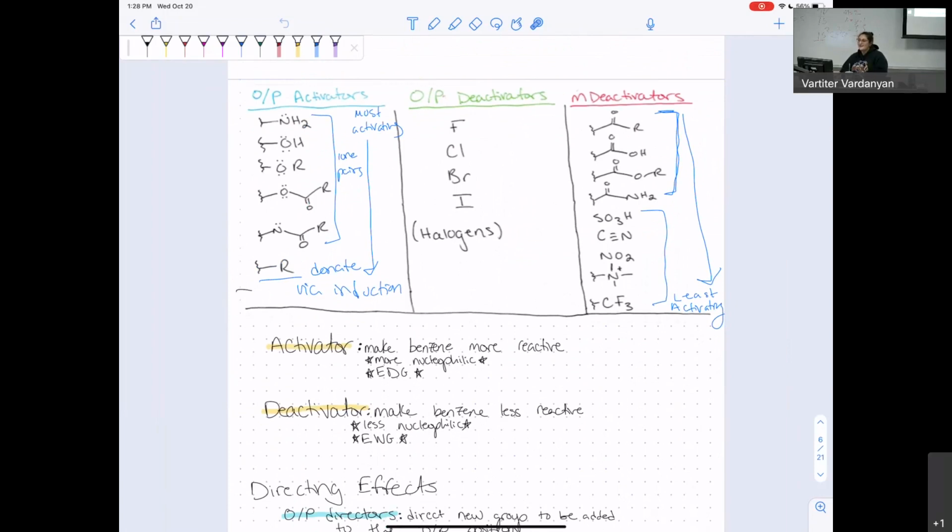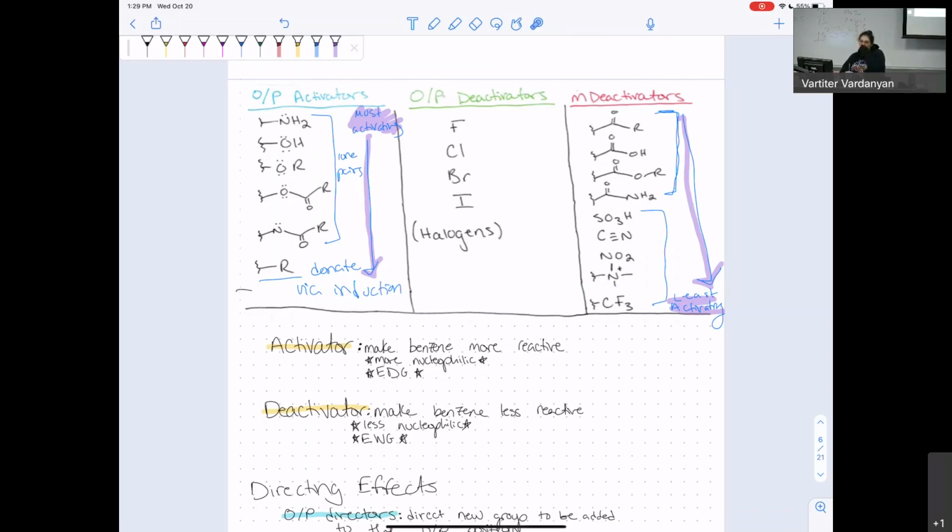Okay, so some people said it, but I hear a little bit of hesitation. So when we're reading this list, I'm going to highlight it in purple. We're going to follow this line. So the most activating group, the strongest activator, is up here. And then we're decreasing, and then decreasing. So this is the strongest deactivator.